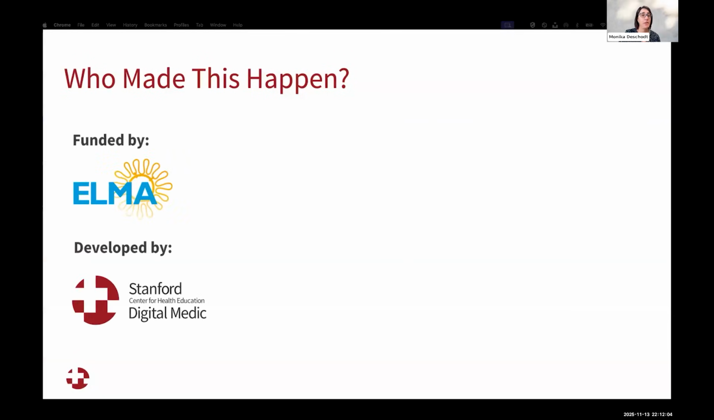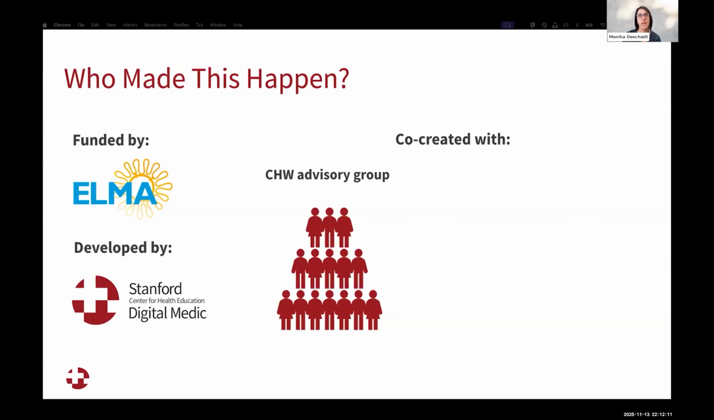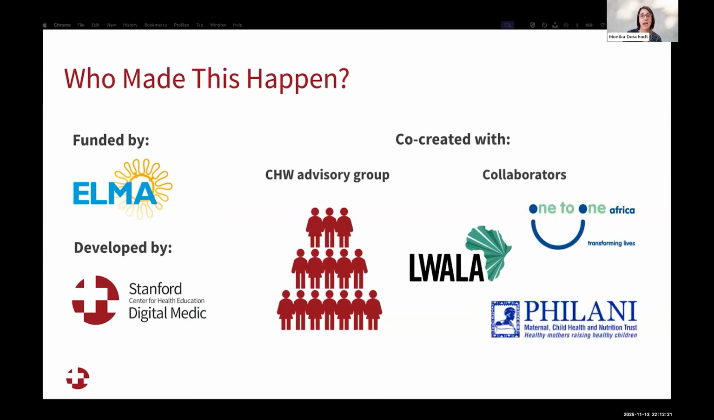So who made this happen? We were funded by Alma Philanthropies, and we co-created this with a core group of community health workers, a sample of our target learners from our collaborating organizations. And our collaborators on this project were One-to-One Africa and Palani, both of them based in South Africa, as well as Lwala Community Alliance based in Kenya.